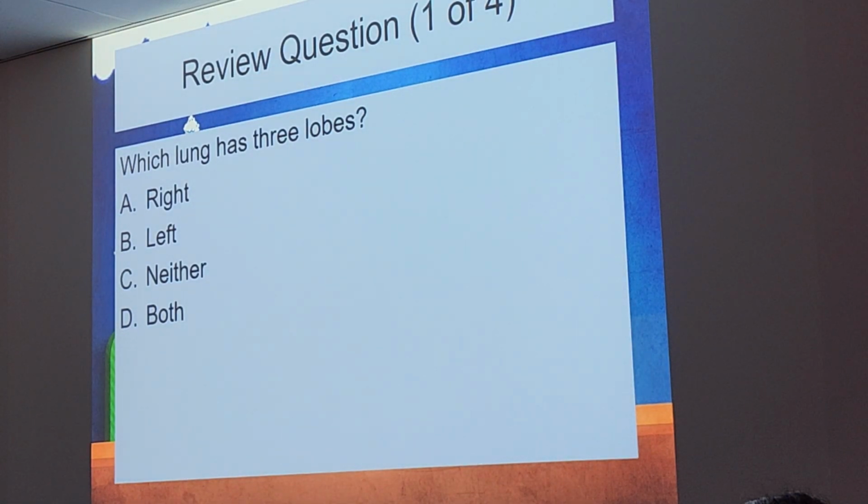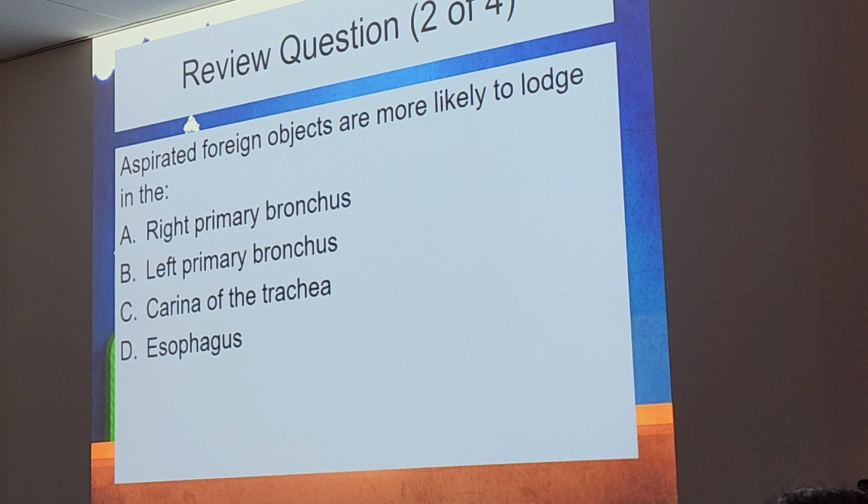Alright, review questions. Which lung has 3 lobes? Right. Oh wow, that's quick. Nice. Aspirated foreign objects are more likely to lodge in the... No, aspirated objects are more likely lodged in the trachea. So why is the answer A? Justify your answer. I don't know, because I got it wrong. Did anyone say A? She said A. Why is it A?